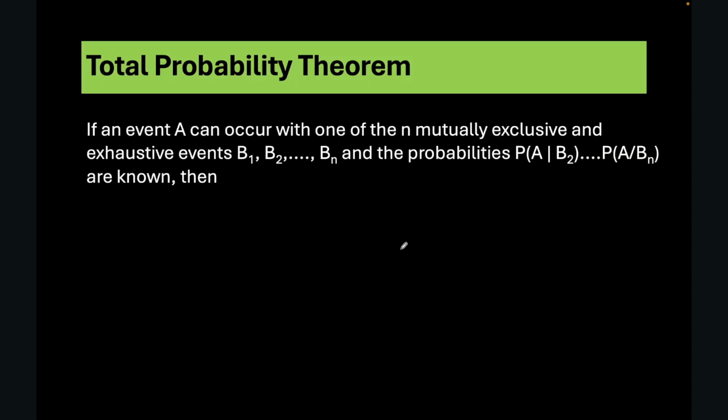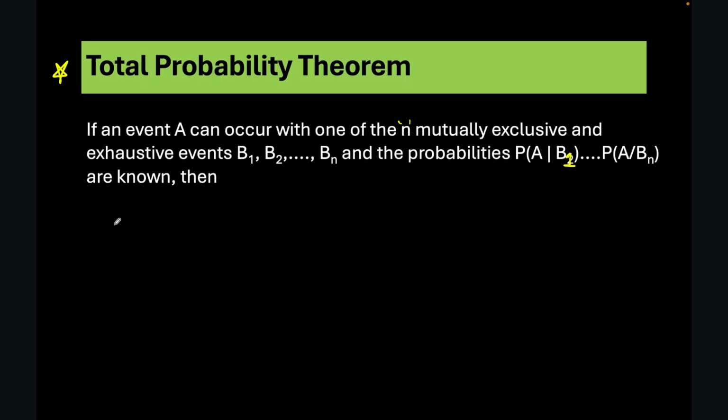Okay, so now that gets me to the main aspect, the total probability theorem. What this says is, if an event A can occur with one of n mutually exclusive and exhaustive events B1, B2, all the way to Bn, then the probabilities of A given that B1 happens or B2 happens, you can take anything, are known.